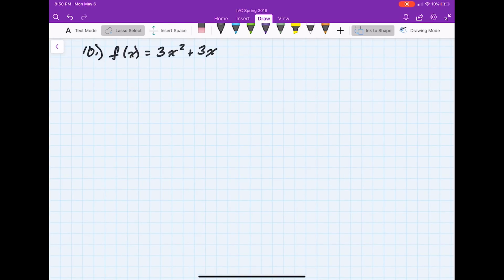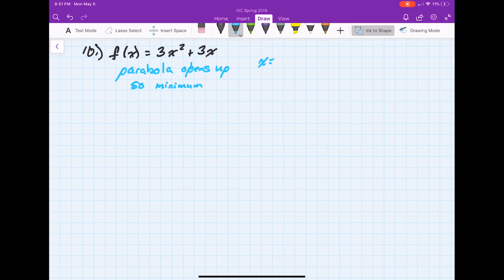Moving on to number 10. Basically going to do the same thing. And again, we have a parabola that opens up again. Anyway, it opens up. So it's going to have a minimum again, just like the last problem.